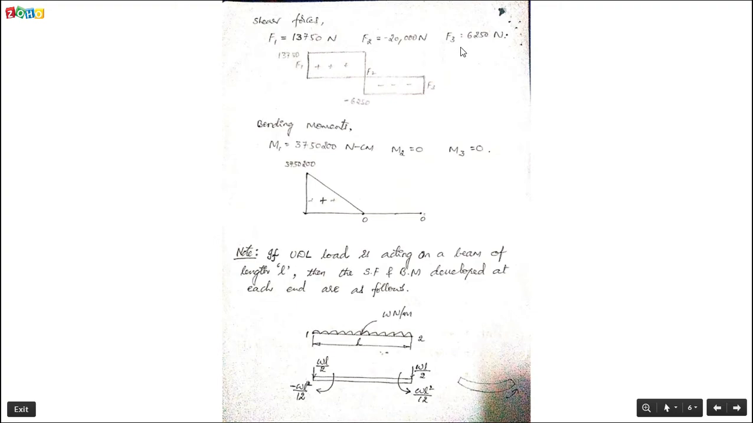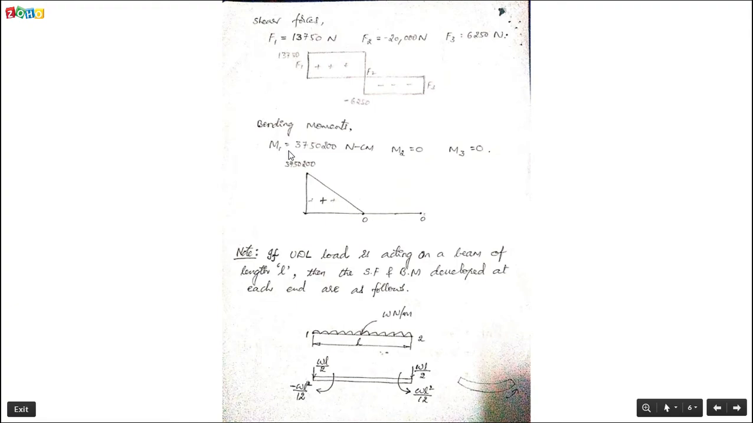Again F3, 6,250. So whatever the value you got here, that will be added towards the 0. So that is the 6,250 newtons value. So this is the shear force diagram. This is the shear force diagram. And same for the bending moment. So this is the moment.